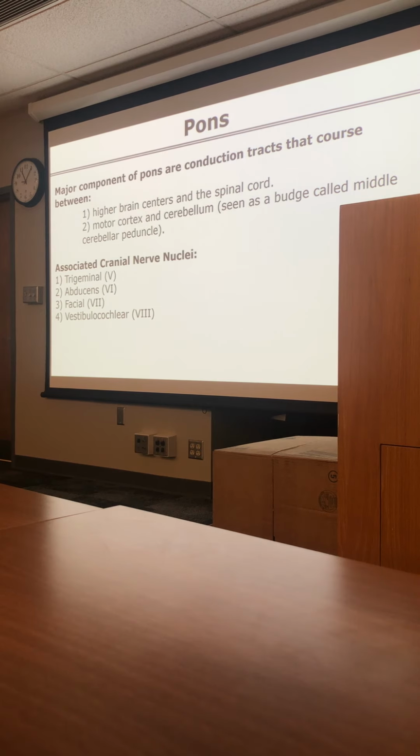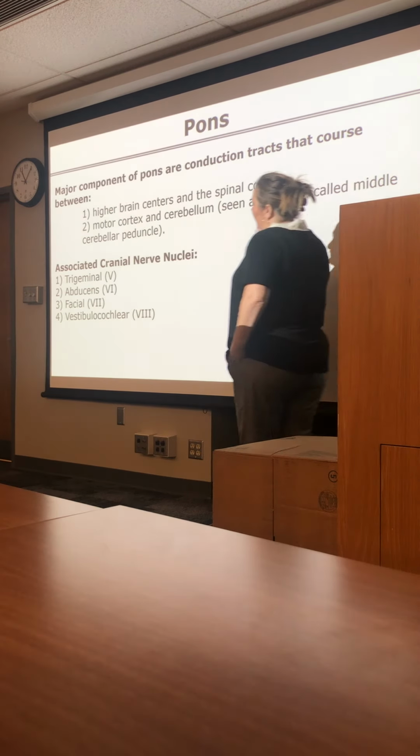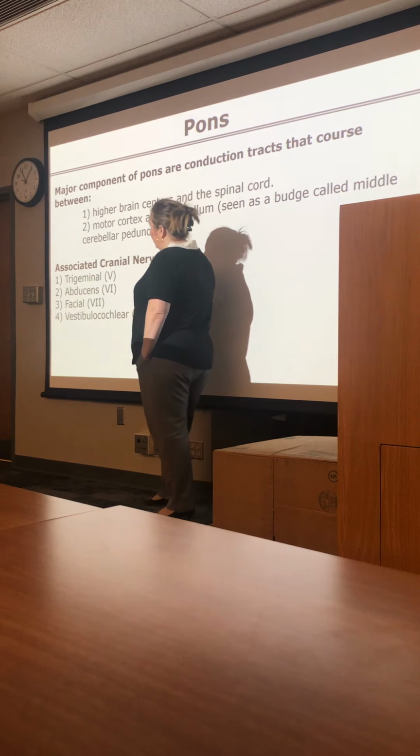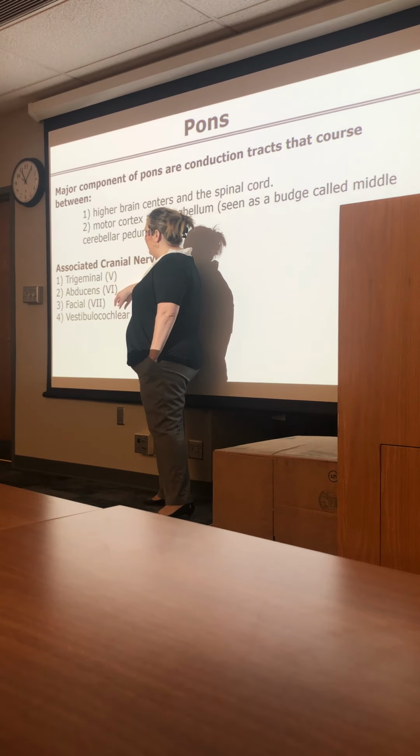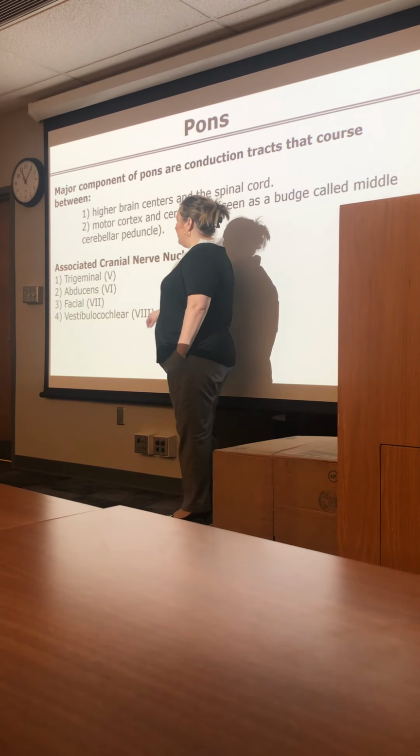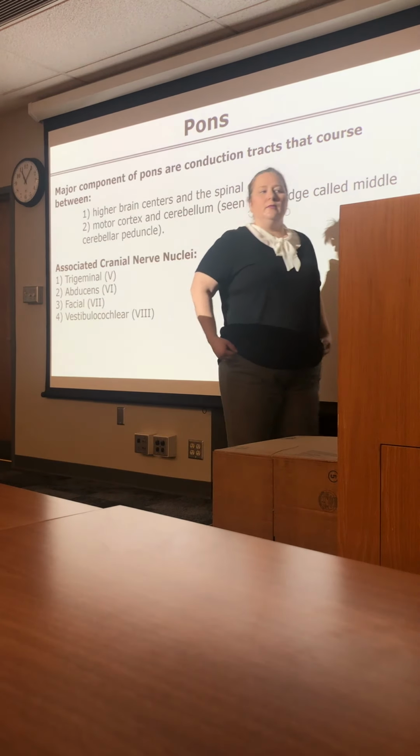There's also gray matter in the pons. Even though a lot of it is white matter, the nuclei here include nuclei for the trigeminal, the abducens, the facial, and a portion of the vestibulocochlear nerve.